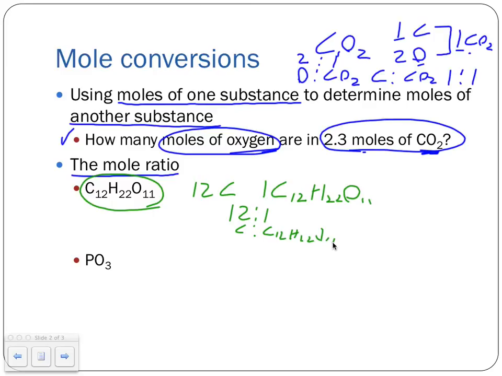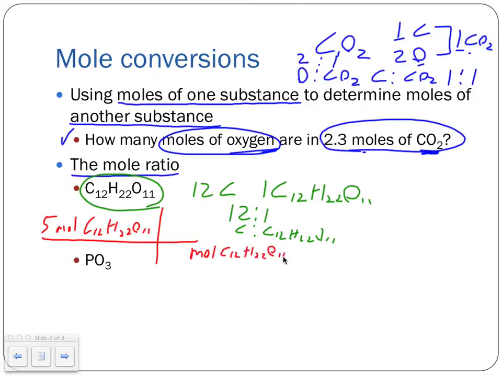Now, in terms of actually using this in a problem, we'd start off with an amount that we're given. If we were told that we had, let's say, 5 moles of C12H22O11, we'd start off by simply saying, okay, 5 moles of C12H22O11, and we'd set up our table. Just as before, we'd want to get rid of moles of our C12H22O11, and we want to go to moles of what we want. In this case, we're saying carbon.